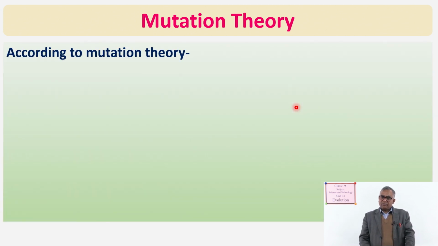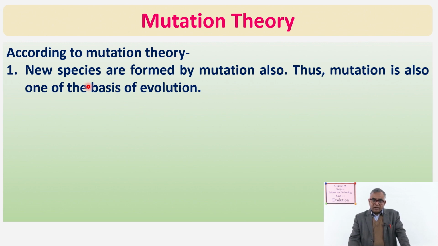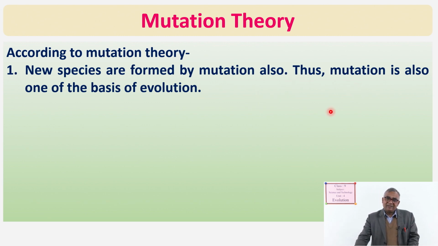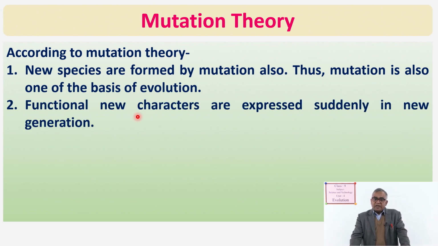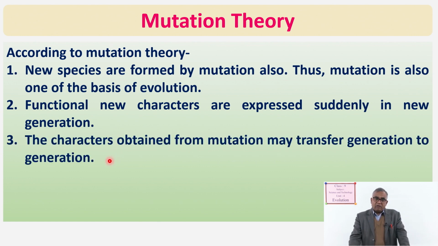What is given in it? According to mutation theory, new species are formed by mutation also. Thus, mutation is also one of the bases of evolution, not only as Lamarckism and Darwinism taught. Now, functional new characters are expressed suddenly in a new generation. You know that sudden chromosomal change leads to new characters, and these new characters are functional according to this theory. The characters obtained from mutation may transfer from generation to generation. What is the truth doesn't matter, but the theory says it.